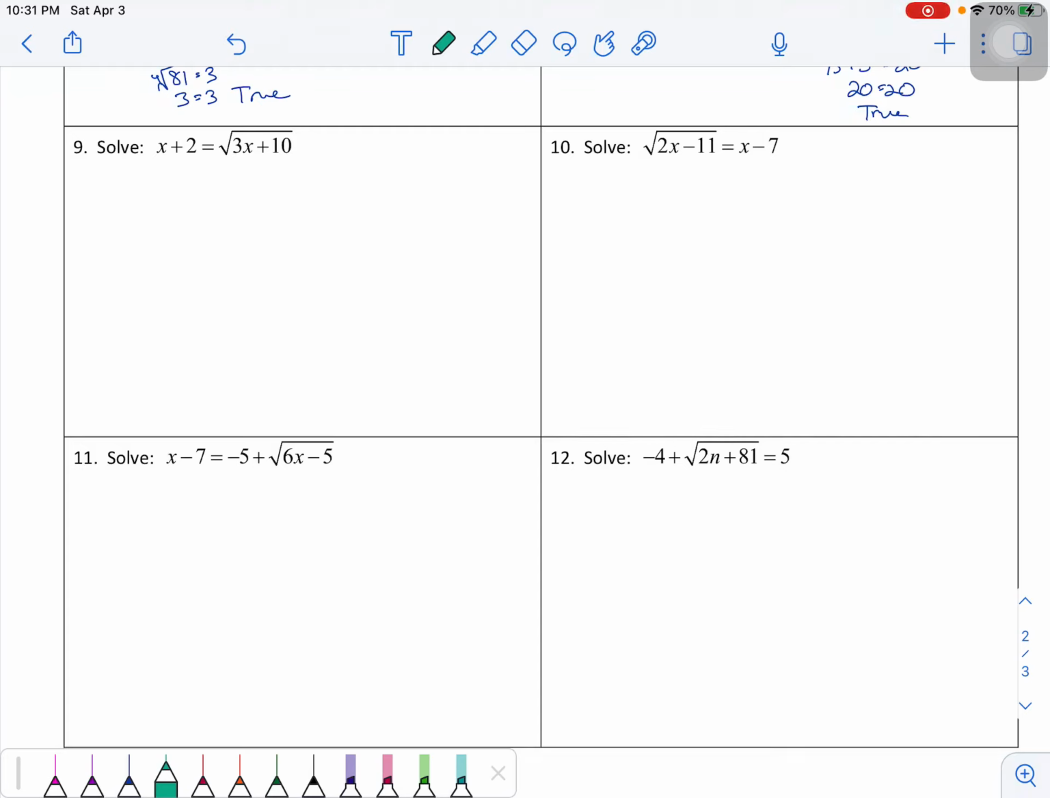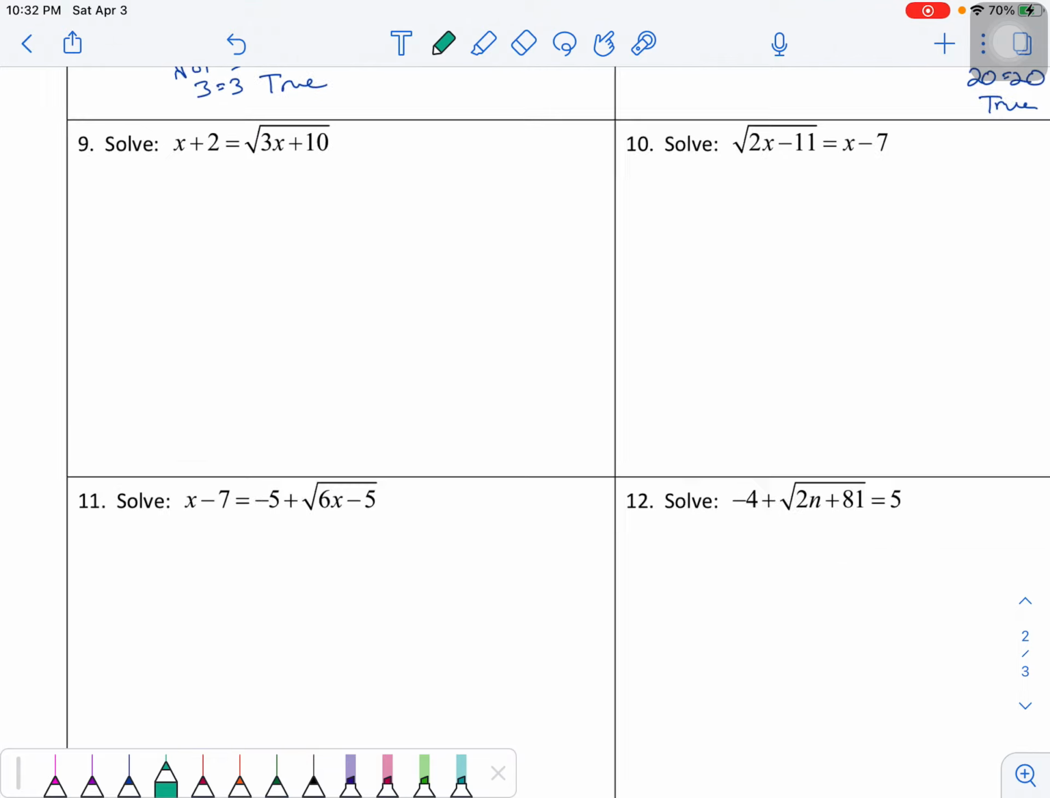All right, let's go through the last set of solving radical equations. Now, some of these questions are going to become more complex because when we square things or cube things or whatever, it's going to be more difficult to do that to the other side of the equation. So I'm going to zoom in on number 9.